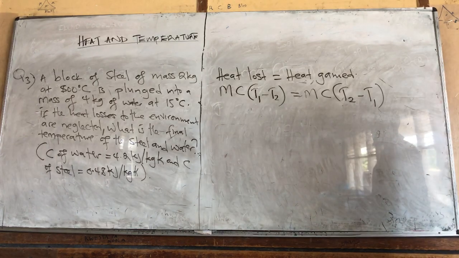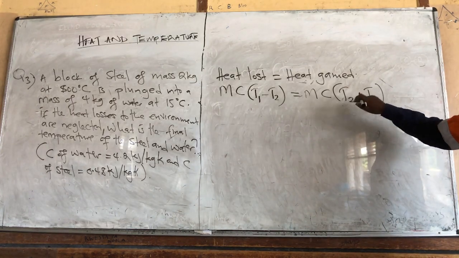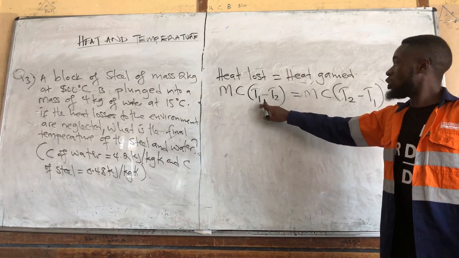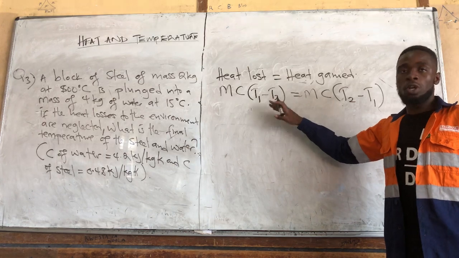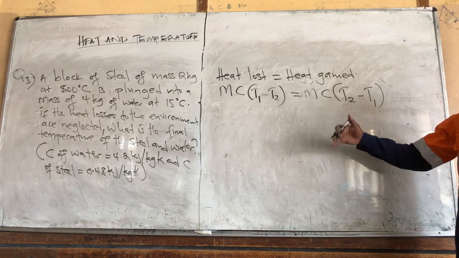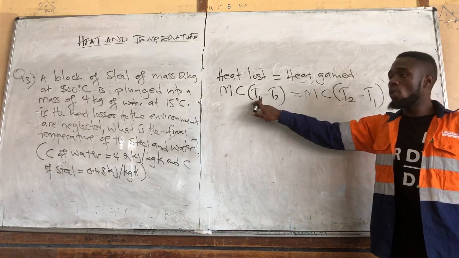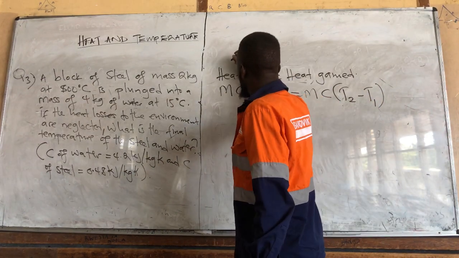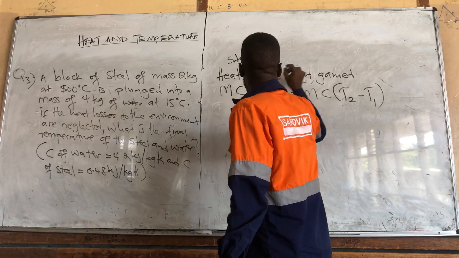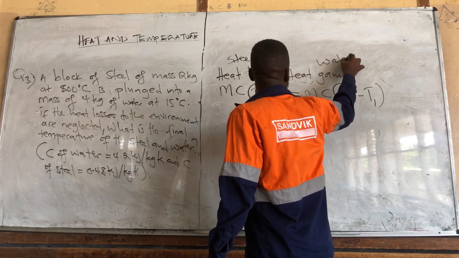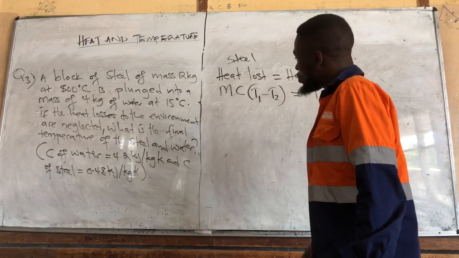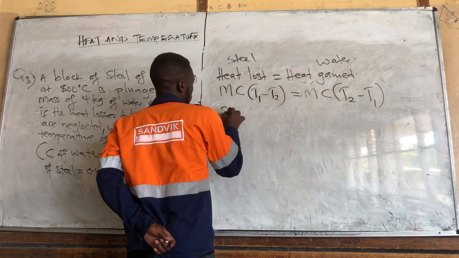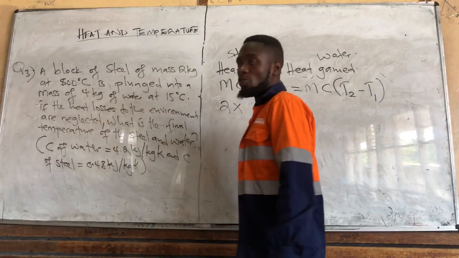And here, what are we finding? We are finding T2, because that's the final temperature. So the trick is on this one: if you interchange and put T2 here and T1 on this side, you won't answer correctly. On the losing side, it will be T1 minus T2. This side is steel, and here is water. So what is the mass of steel? 2. What is the specific heat capacity of steel?